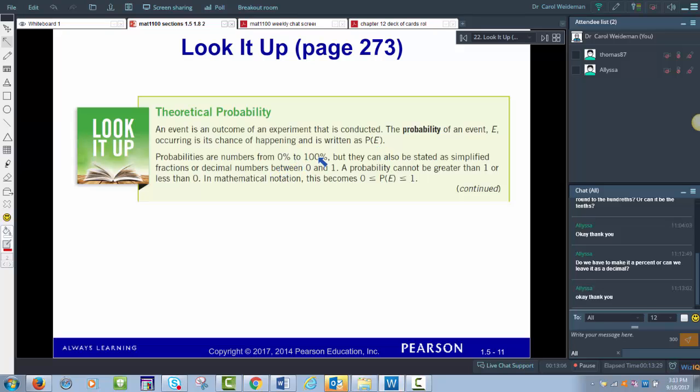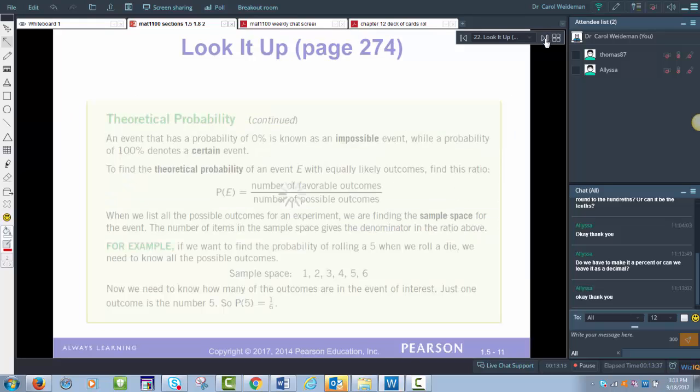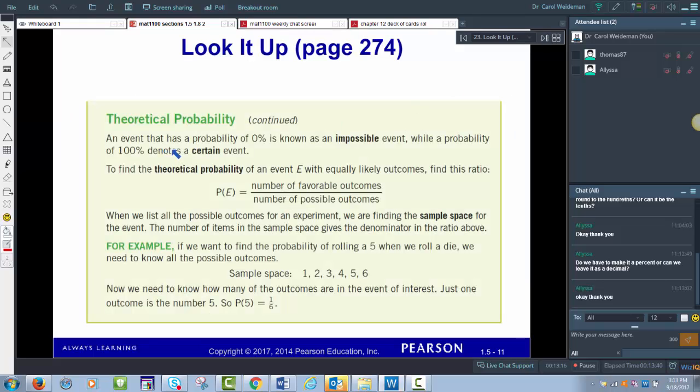Probabilities go from 0 to 100% or 0 to 1, and the probability of any event is going to be between 0 and 1. And a couple more facts about probabilities. An event that has a probability of 0 is impossible. It can't happen. A probability of 100% means sure or certain. It must happen.